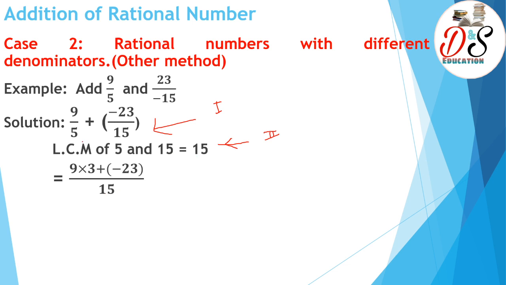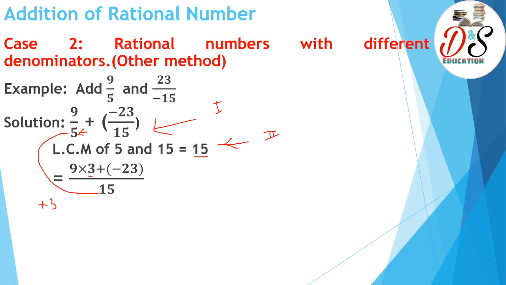Now we will check each rational number one by one. Now 9 upon 5. Now this rational number has 5 as denominator. We have to make this denominator as 15. So we have to multiply this 5 with 3. So that's why we are multiplying this rational number's numerator with 3. Means 9 is multiplied with 3.